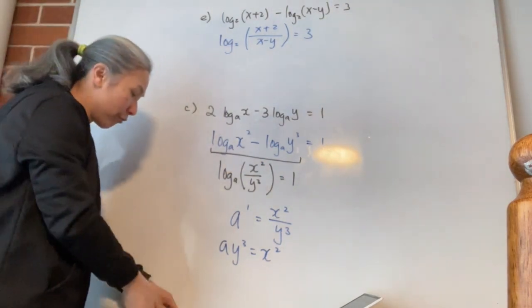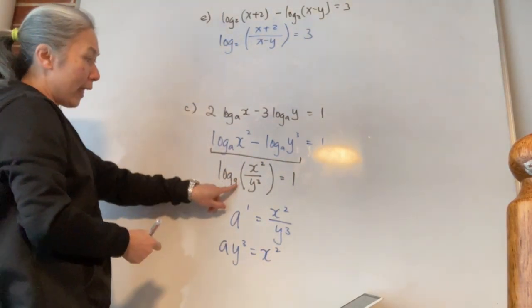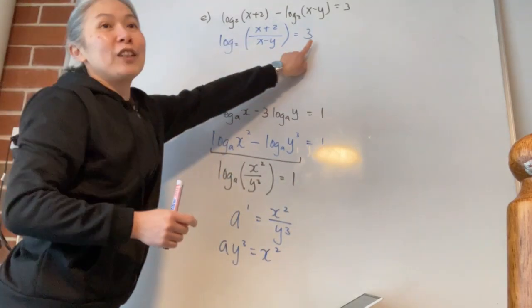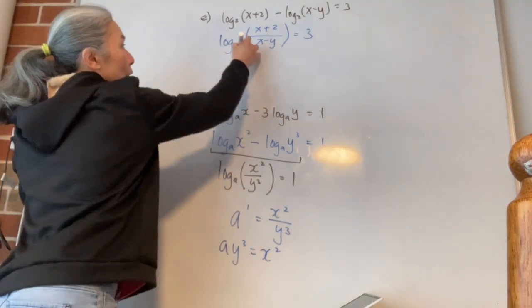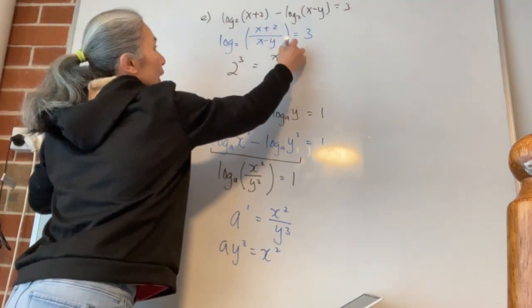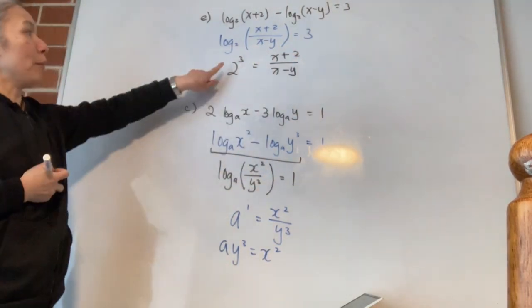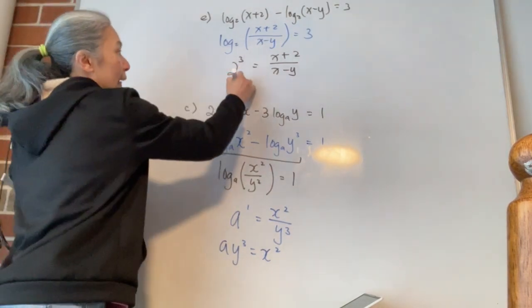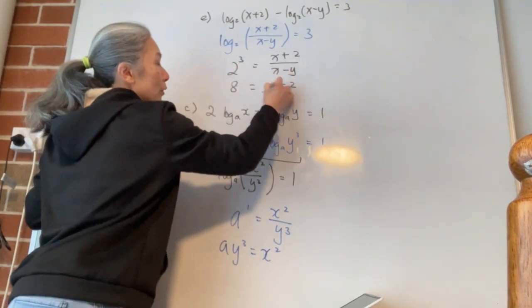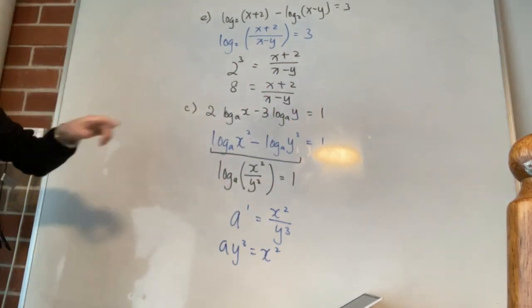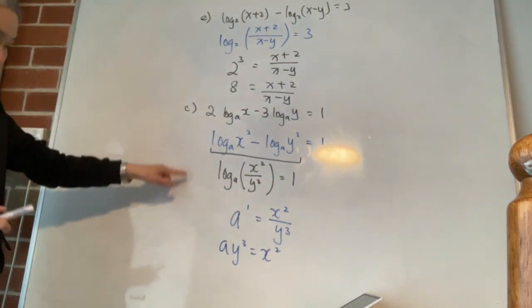Now, how are we going to write it? Just like what I did in here. A to the power of this equal to this. So you have 2 to the power of 3 equal to that term. And 2 to the power of 3 will give you 8 equal to (x plus 2) on (x minus y). Have you written this one down? Yeah. Yep, okay.